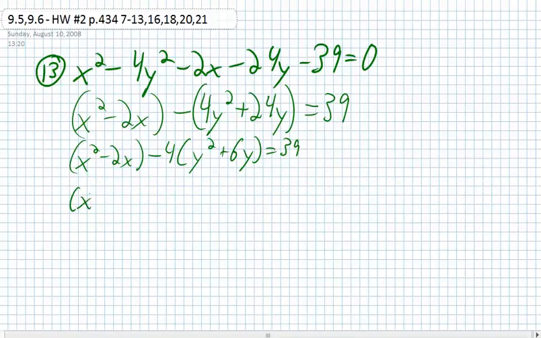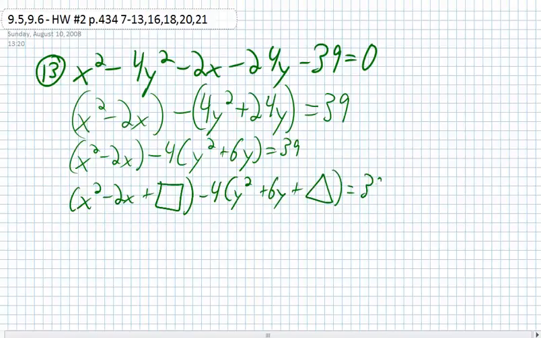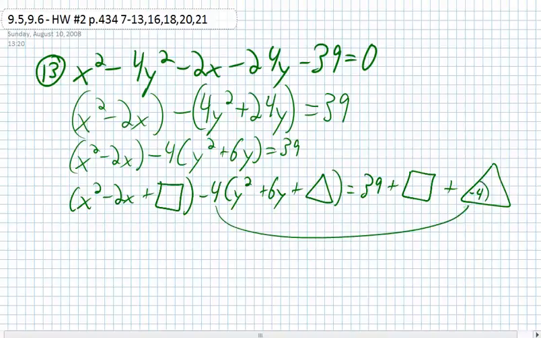So now we have x squared minus 2x plus a box minus 4 times y squared plus 6y plus a triangle equals 39 plus a box plus a triangle. And in the corner of that triangle we're going to put a negative 4 because we factored a negative 4 out. And please show the boxes and the triangles because a lot of you have been neglecting to put 2 boxes and or 2 triangles. You forget to add it to the right side. Okay, inside the first box and the second box goes a 1. Inside the triangles goes a 9 and 9.